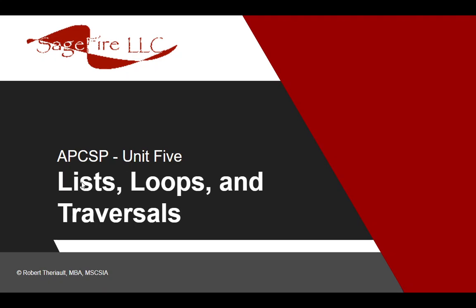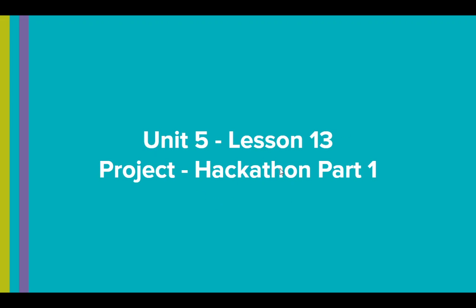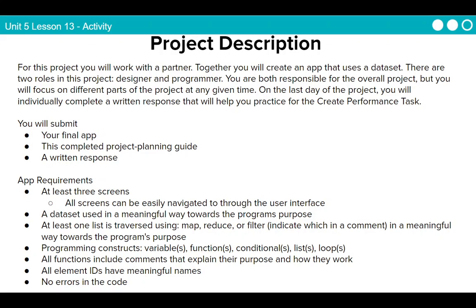This is Unit 5, Lists, Loops, and Traversals. We are now on the project Hackathon Part 1. So again, we're just going to walk through the different pieces of this in each of these next few lessons. There's no warm-up, go straight to the activity. We're going to go over what the project guidelines are. These are in the paperwork, which you should be able to get on Canvas, and the actual project turn-in for the week.